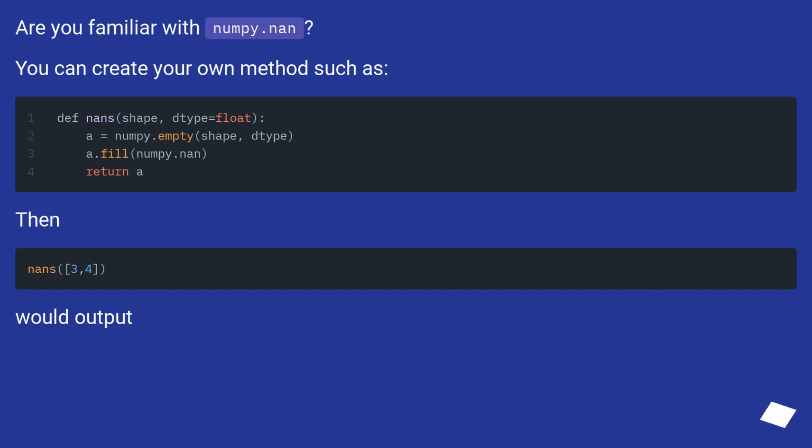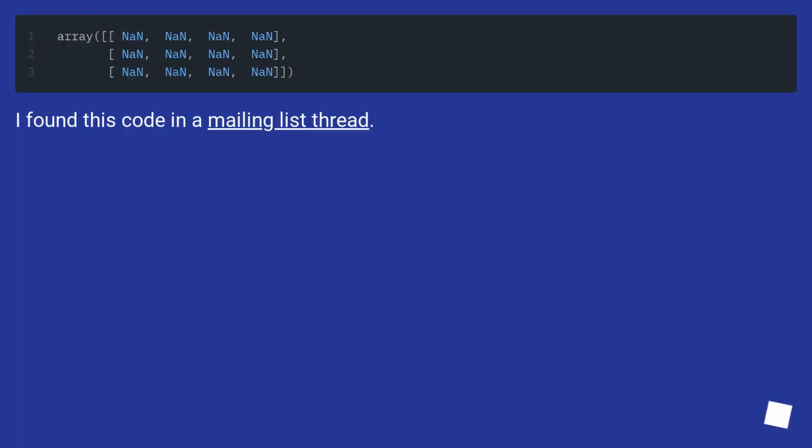Are you familiar with numpy.nan? You can create your own methods such as this, then calling it would output this. I found this code in a mailing list thread.